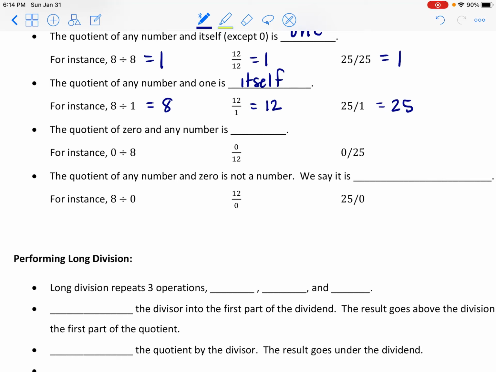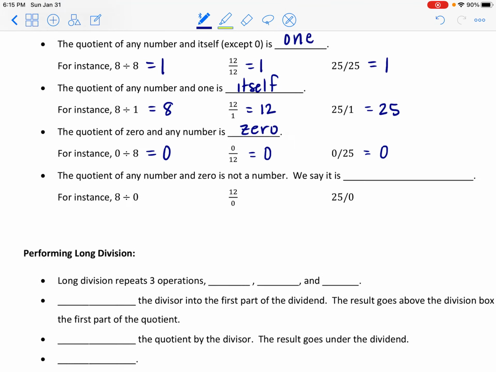The next property is the quotient property of 0, where the quotient of 0 and any number is 0. So if you said take 0 and divide it into 8 equal parts, each of those parts would still have nothing because you had nothing to divide in the first place. So 0 divided by 8 is 0. 0 divided by 12 is 0. 0 divided by 25 is 0. Any quotient of 0 and any number, that means 0 divided by any number, is going to result in a 0.